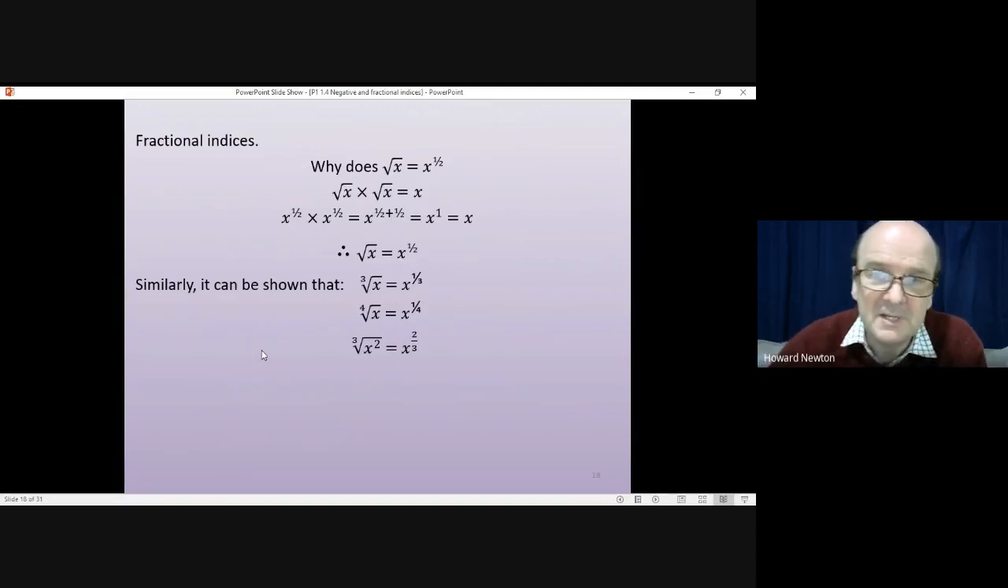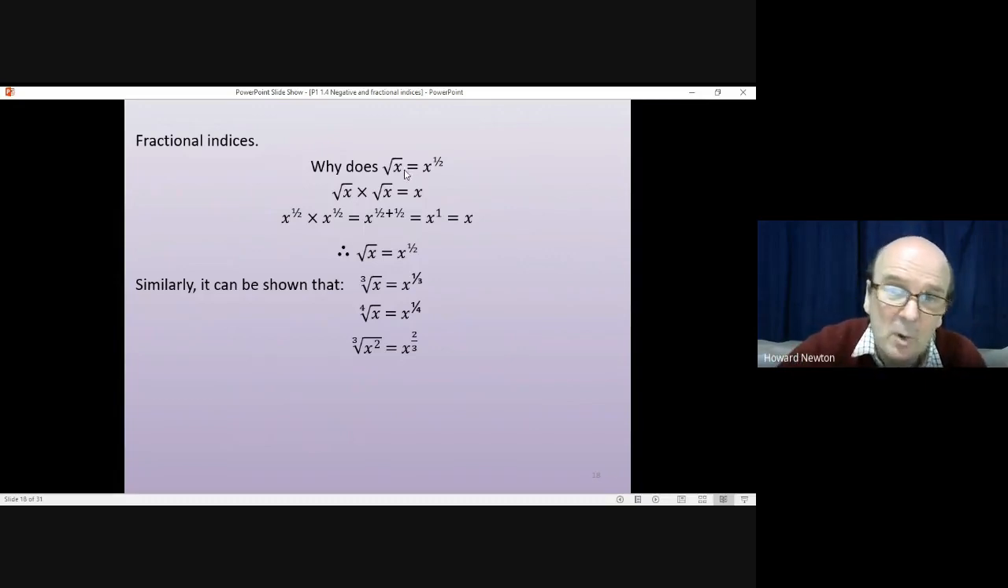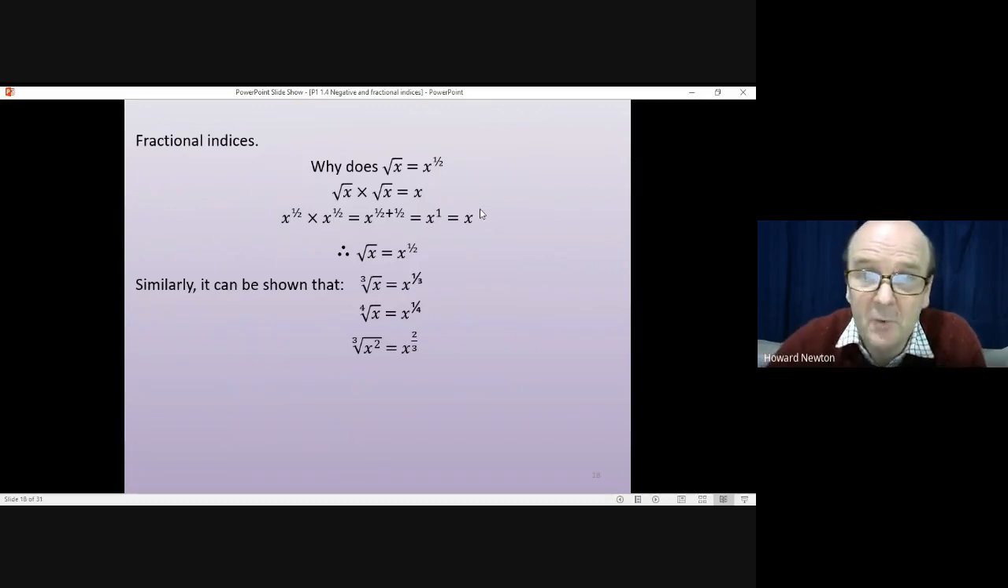Okay, fractional indices. You may well have met in the past that x to the power of a half means the square root of x. Well, why does it? Why does root x equal x to the half? This is really just showing that it works in exactly the same way. By definition, root x times root x would give you x. Root 4 times root 4 would give you 4. Works the same if you have x to the power of a half. So x to the power of a half times x to the power of a half.